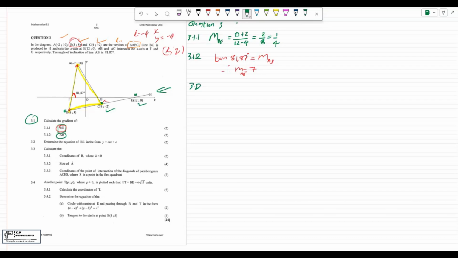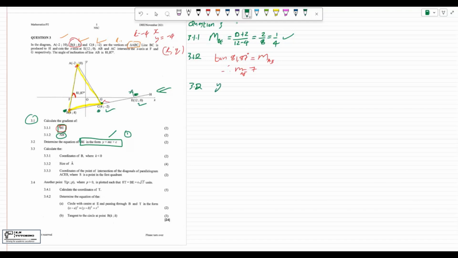3.1.3, determine the equation of BE in the form y equals mx plus c. So we know that for us to determine the equation of a straight line, we need a gradient and 1 point on that particular line. So let's look at BE. Where is B? We are still here, B and E there. We already have a gradient which we found to be 1 over 4. We need a point on that particular straight line that we can substitute. You can either choose point C or point E, it's up to you.